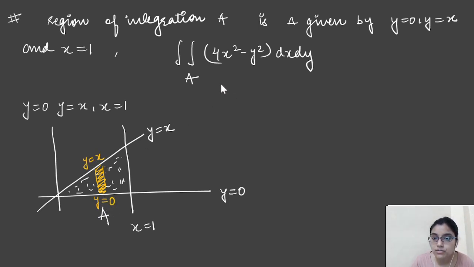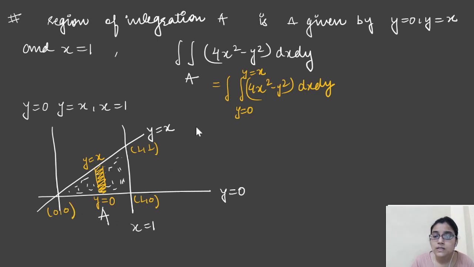So if I want to find it out, this is going to be quite a simple question now for all of you. This is from y equals 0 to y equals x. And this is the x equals 1 line, so obviously this is (1, 0), this is (1, 1), and this is (0, 0). The rightmost point is x equal to 1, so obviously x is from 0 to 1, and we can solve it very easily.